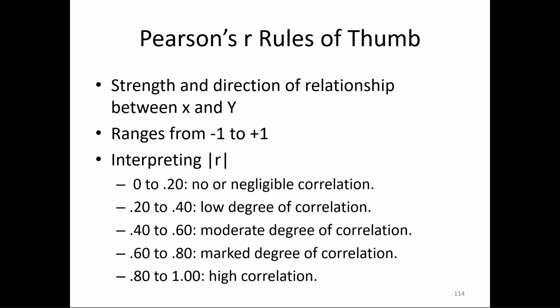As you can see here from the rules of thumb, if the absolute value of R is between 0 and 0.2, that's a negligible correlation. We might have a statistically significant result, but if the absolute value of R is between 0 and 0.2, it's not practically very useful. 0.2 to 0.4 is a low degree of correlation, 0.4 to 0.6 moderate, 0.6 to 0.8 a marked degree of correlation, and 0.8 to 1.0 a high degree of correlation.